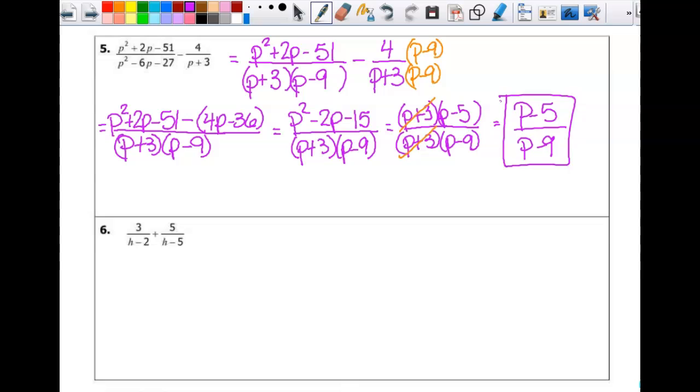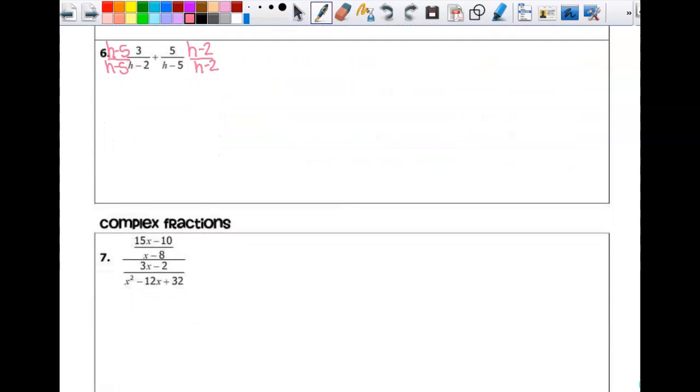All right, let's look at number 6. I'm adding here, do I need a common denominator? Yes, and I don't have one, so I need to get one. And here the easiest one to do would be h minus 2 times h minus 5. So that means this first fraction has to be multiplied by h minus 5 over h minus 5. This one has to be multiplied by h minus 2 over h minus 2. So y'all go ahead and find your common denominators and add those fractions and simplify what you can.